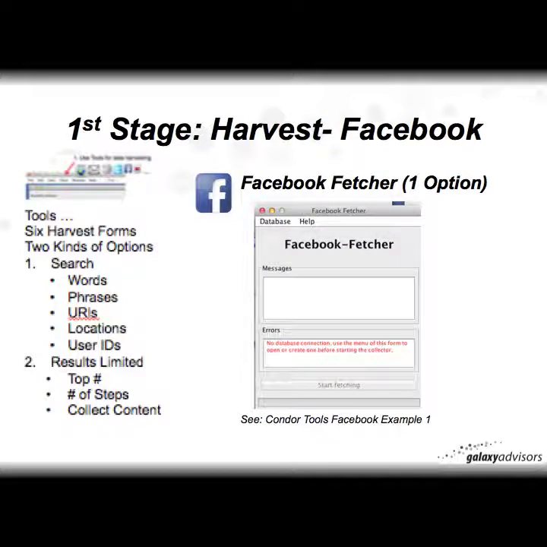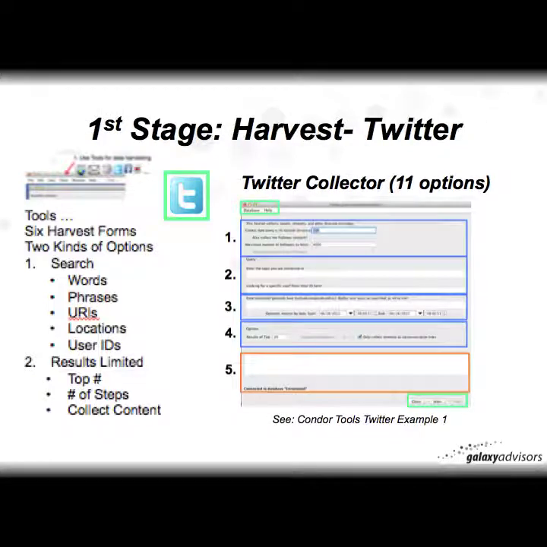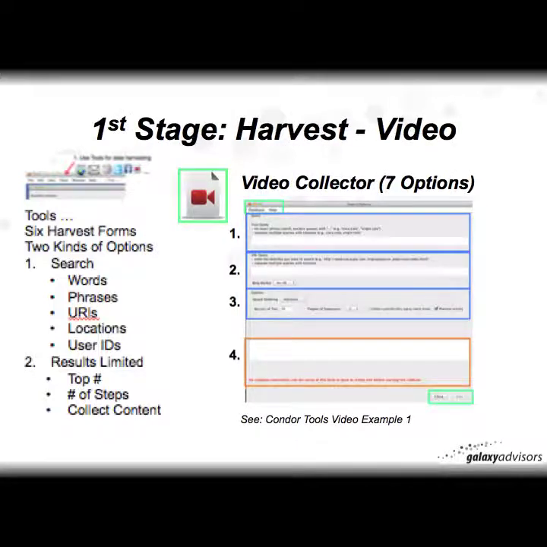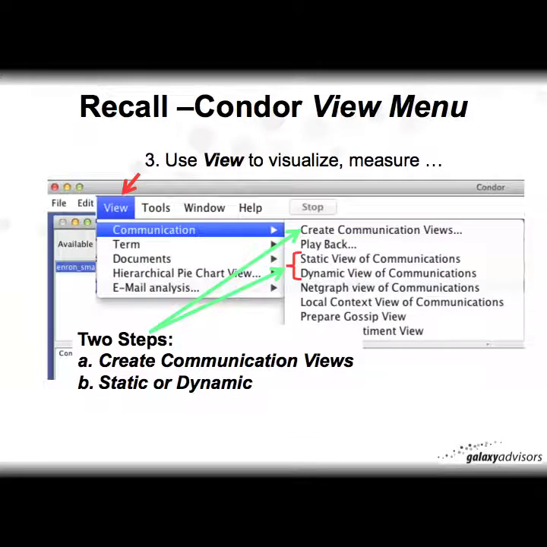One option is to enter your Facebook ID to collect that network. Again, see Condor Tools Facebook example 1. The Twitter collector has 11 different options that give you the time collection, follower collections, the query, a number of different options for geocoding, and options on the results. So we'll see Condor Twitter example 1 for those. The Condor video collector gives you 7 options for a type of query, and other research results options. So that gives you an idea of the first aspect, the 6 harvesting options.